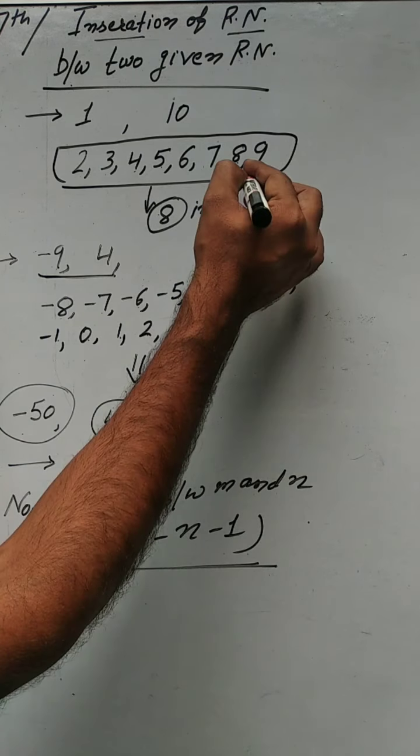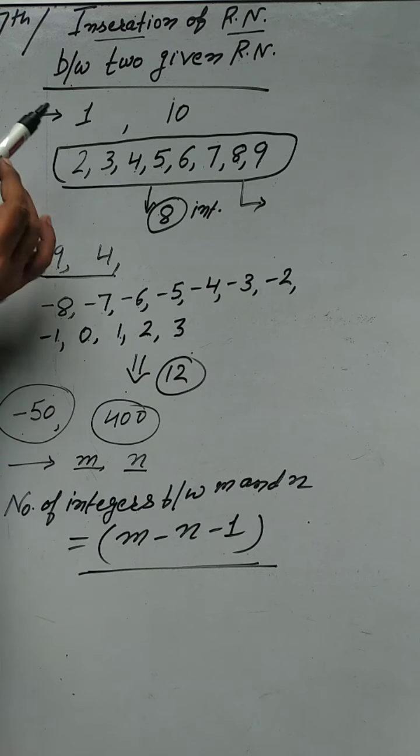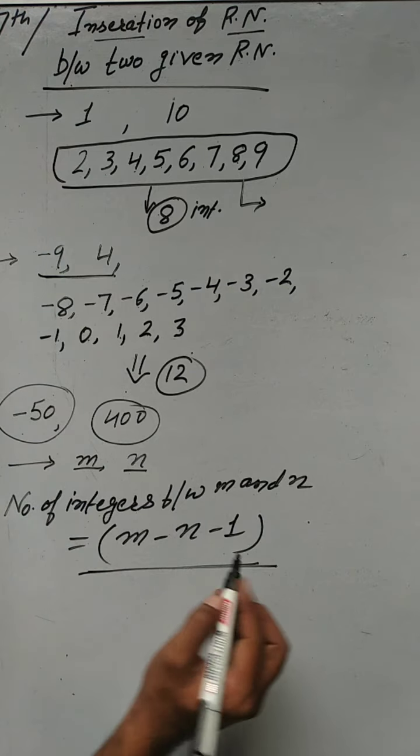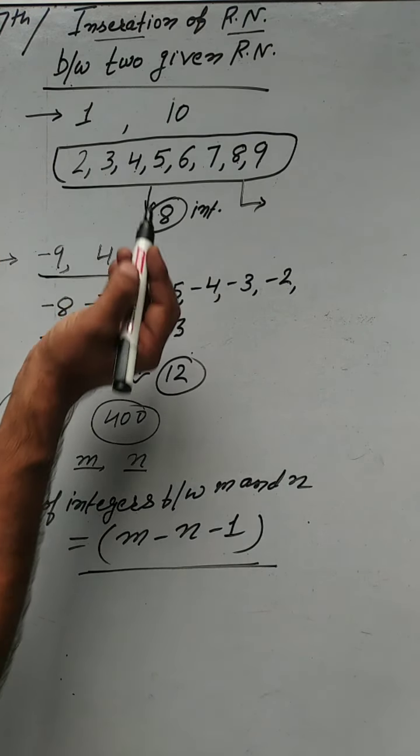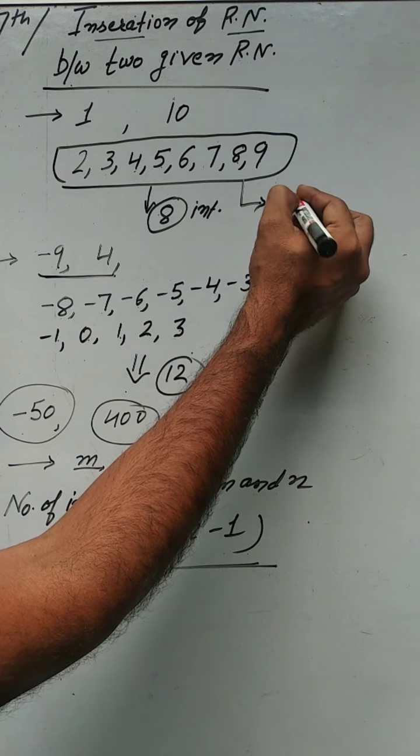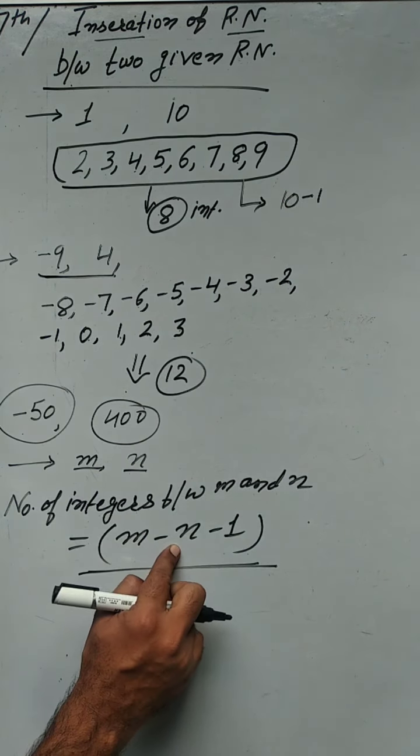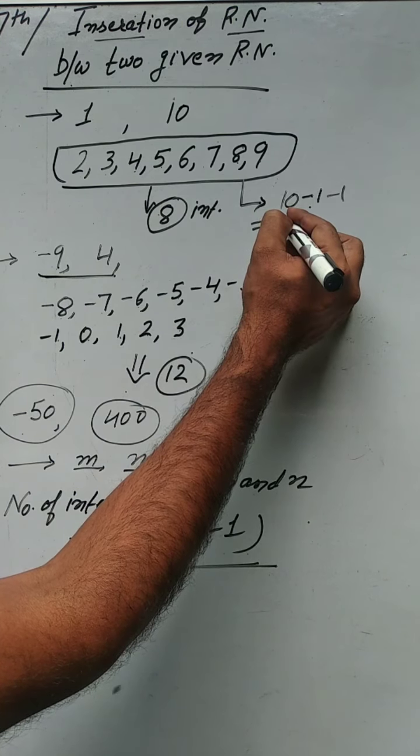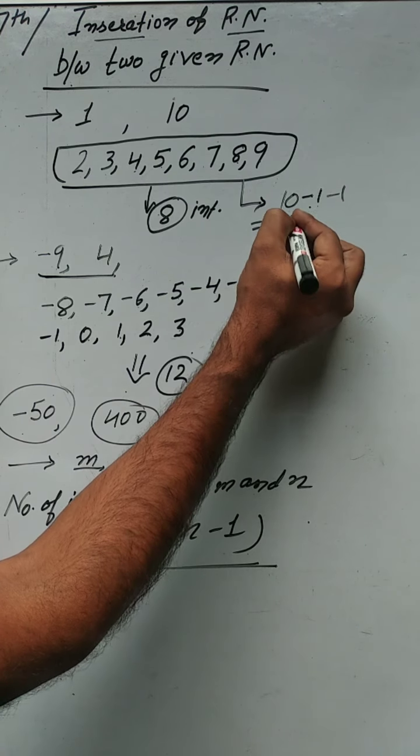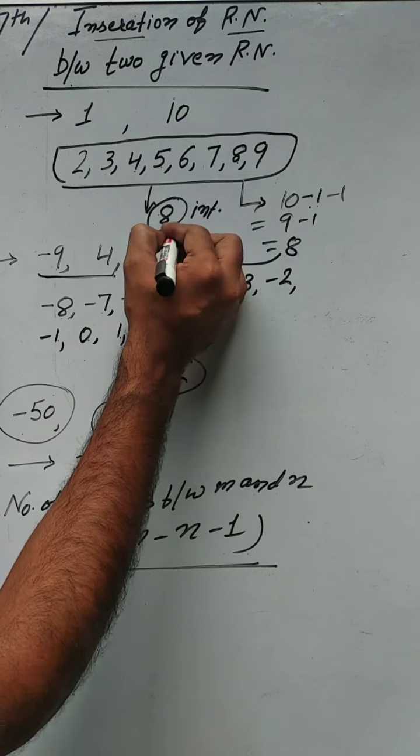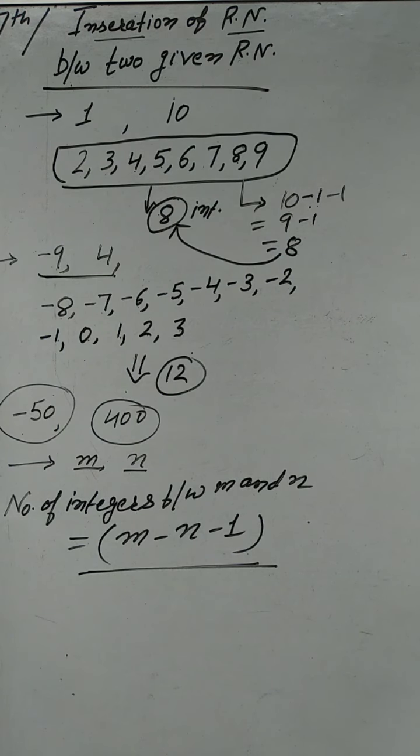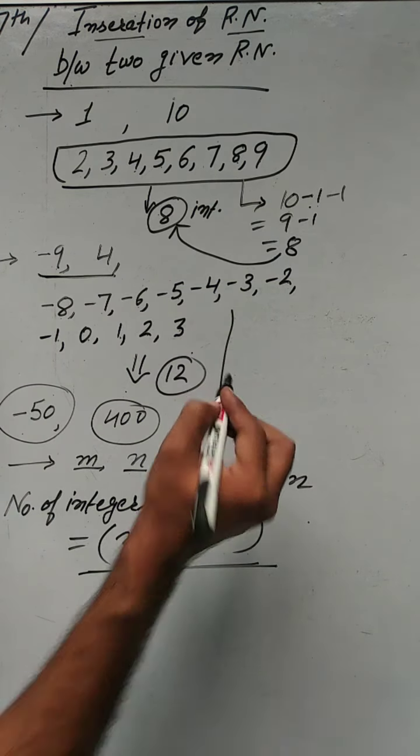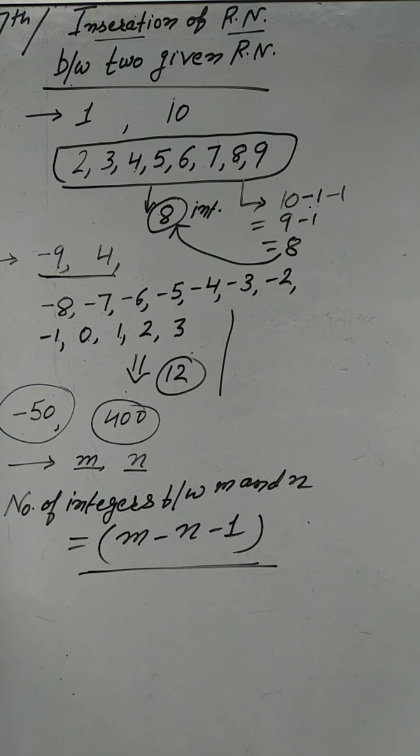For example, I want to apply that formula here. Now here beta, m is equal to 10, n is equal to 1. The number of integers will be m minus n minus 1, that is 10 minus 1 minus 1. Or simply you can do 10 minus 1, 9, 9 minus 1 is equal to 8. The number of integers will be equal to 8. Understood beta? Similarly that formula you can apply here beta.